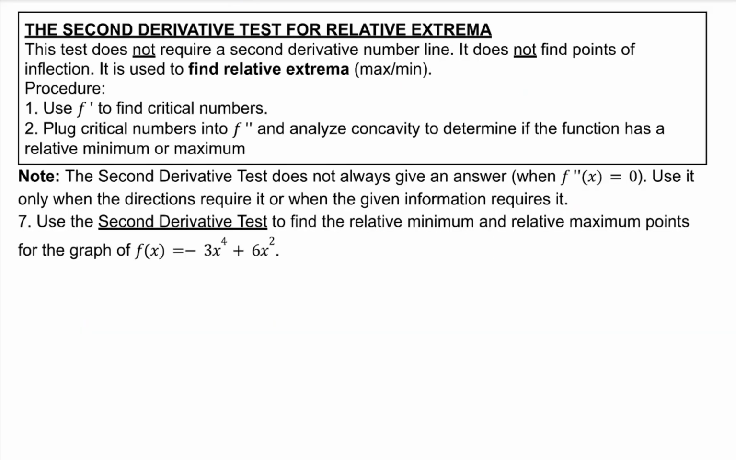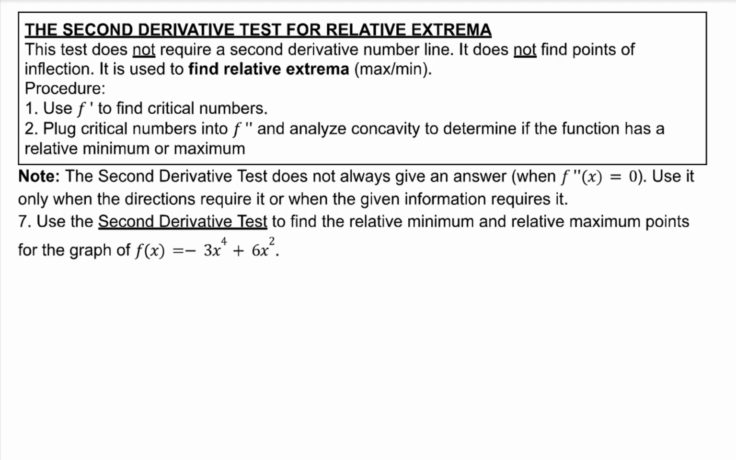The second derivative test for relative extrema. This uses the second derivative to help us evaluate if critical numbers are indeed local maxima or minima. We use f prime to find those critical numbers, and then we plug into f prime prime to analyze the concavity and determine whether the function has a relative max or min there.